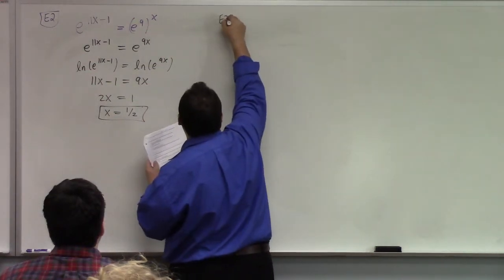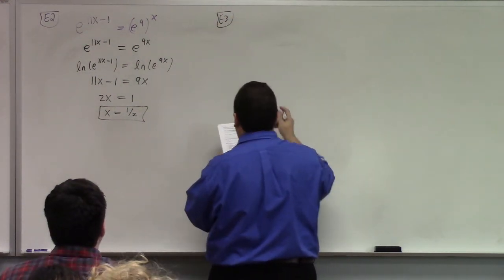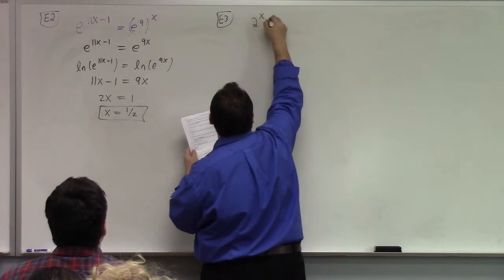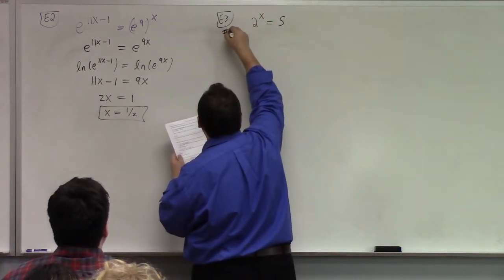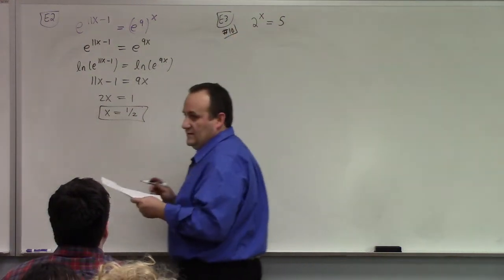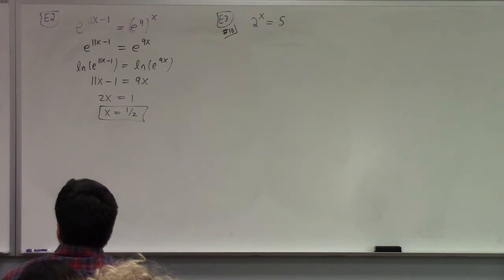Example 3, we could have something like 2 to the x equals 5. Solve this, right? So this is essentially number 10. I made number 10 from week 12 homework, okay? So number 10 from week 12.